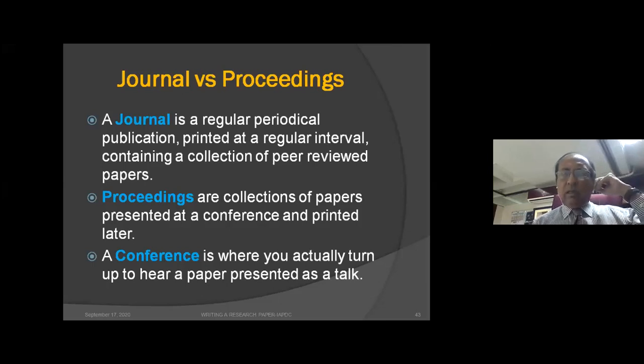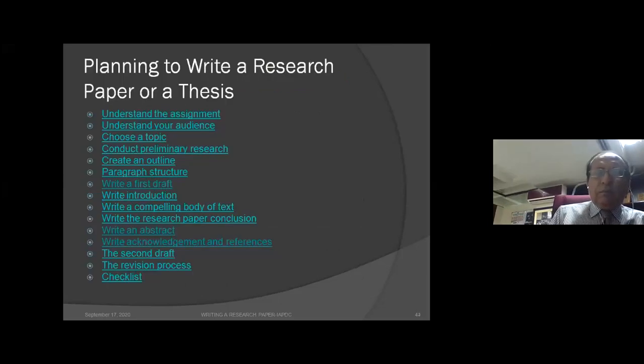Legally. So enough has been said about the differences between the different kinds of research and papers and research documents. Planning to write a research paper or a thesis, that is how we have to proceed. We must understand the work that we are going to do. I call it an assignment. If it has to be presented, then we have to understand the audience too.